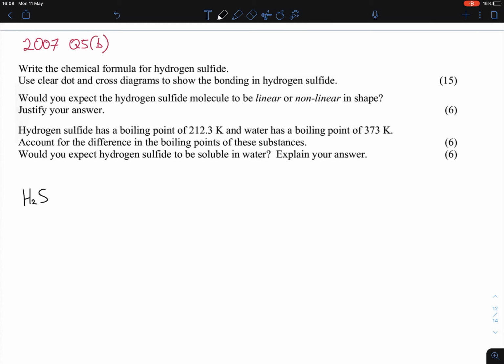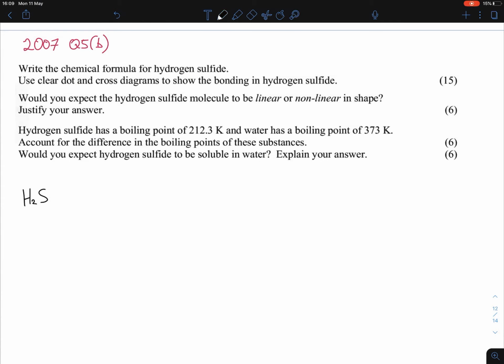I put the hydrogen first simply because it said hydrogen sulfide. That's why I put hydrogen first. So there has to be two hydrogens for sulfur. Draw a dot and cross diagram of it to show the bonding in hydrogen sulfide. So that's grand.